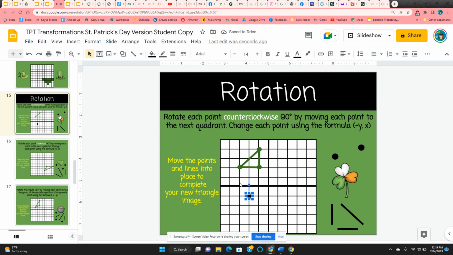Their next point, -3, 2, is now going to be -2, -3. And their final point, -1, 4, is now going to be -4, -1. And then they can use these to go ahead and fill in their figure.